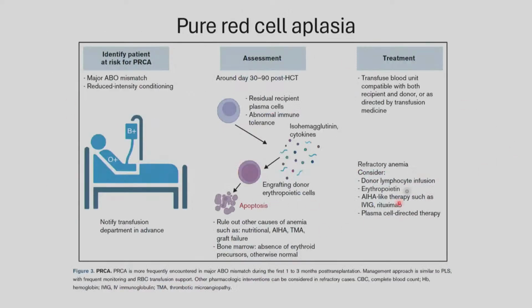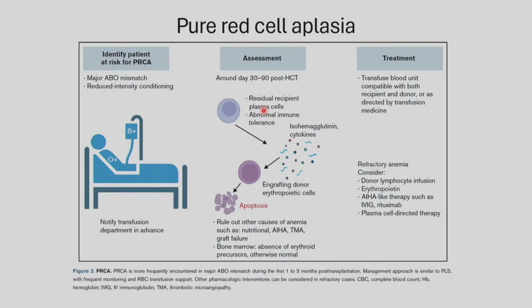So this slide summarizes everything. You need to identify the at-risk patients. Who are they? They are the major ABO mismatch patients and the patients having reduced intensity conditioning. These are the subset of patients at high risk of PRCA. This picture shows that the recipient is O and the donor is B. And interdepartmental communication is very important to identify this problem at the earliest time. So it occurs around 30 to 90 days.